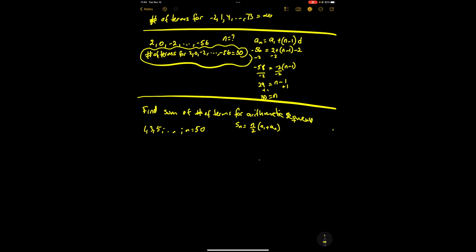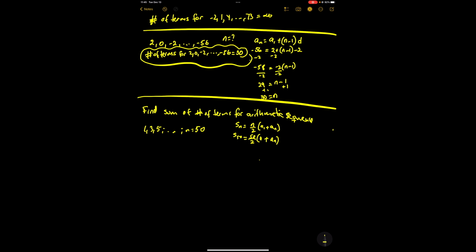So we're going to have, I would say, S50 instead. S50 would be equal to n, which is 50, over 2. What is a1? a1 is equal to 1, plus, what is an? Now, first things first, we need to find an. So how do we find an?